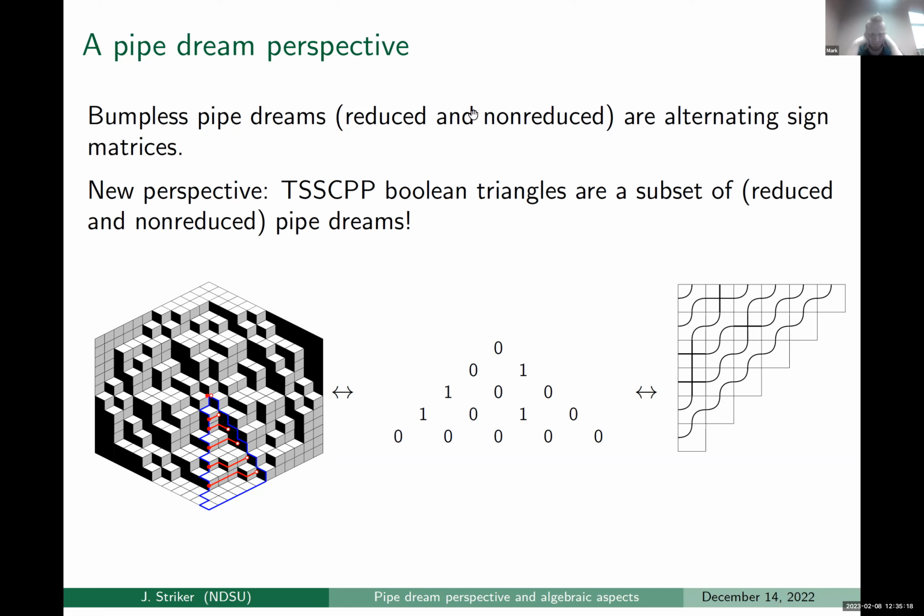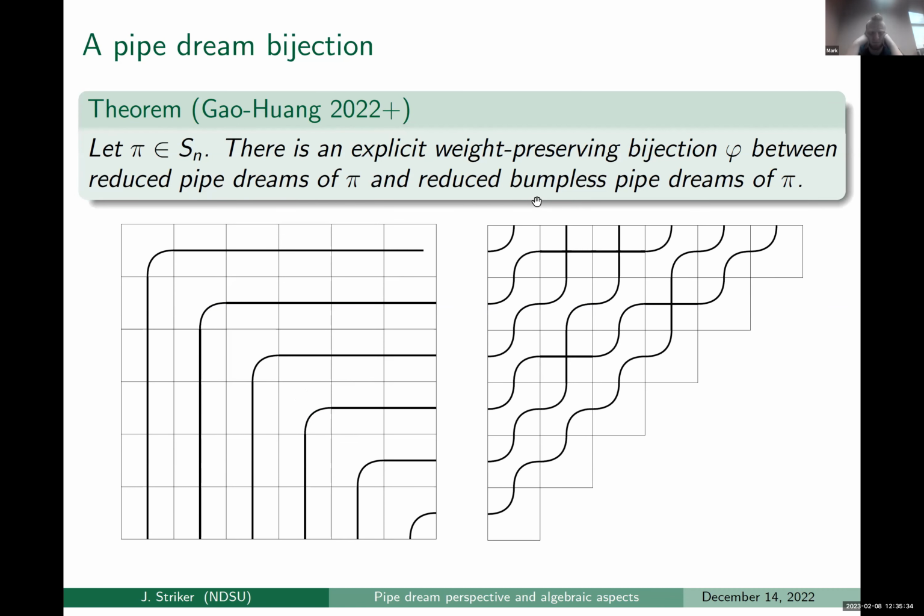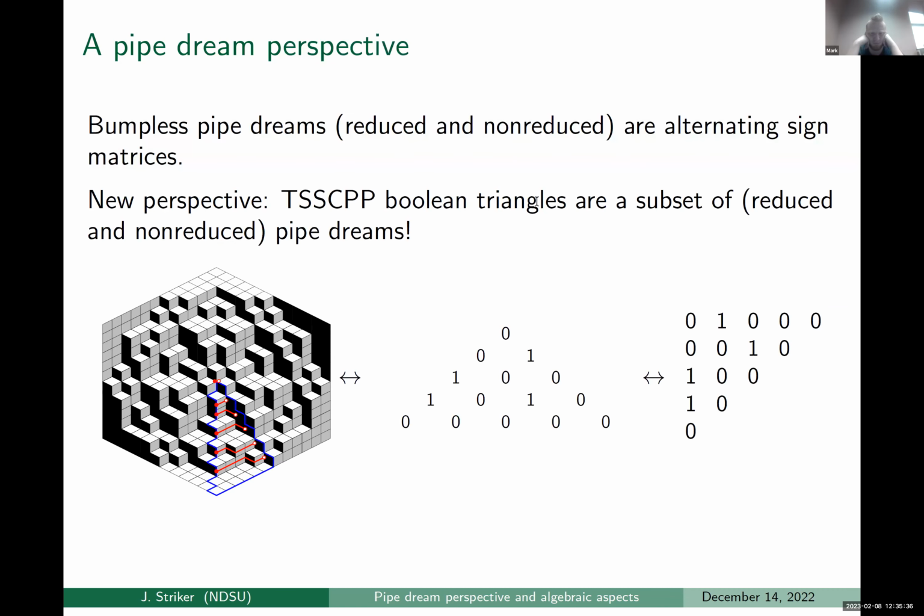Now notice there's a little bit of reduced and non-reduced in both of these spots. So that's why we're not going to be able to get a full bijection, because this result is for reduced pipe dreams and reduced bumpless pipe dreams. But still we can get a long ways with that.